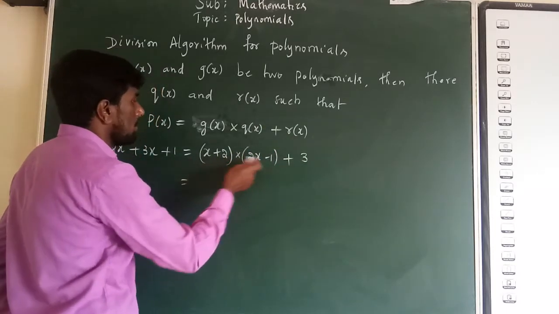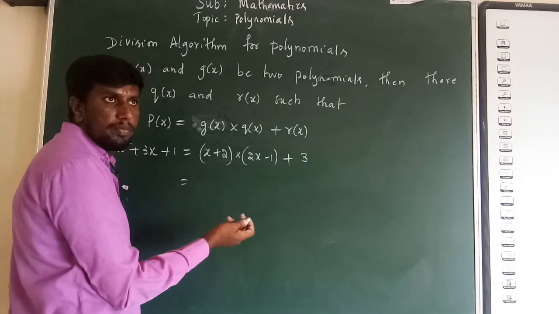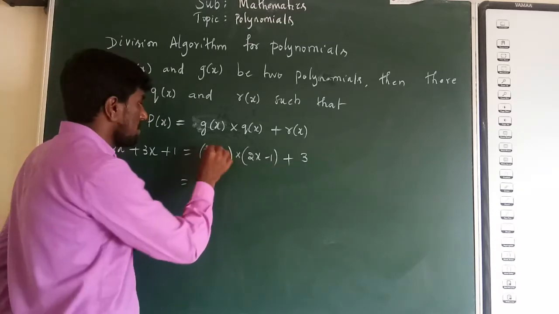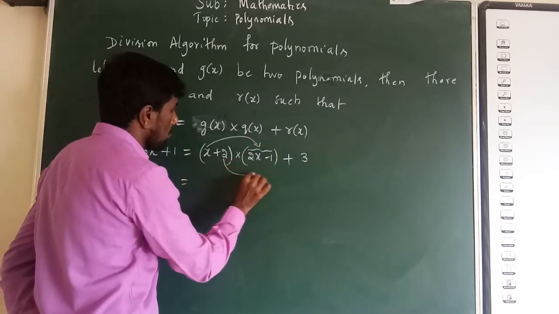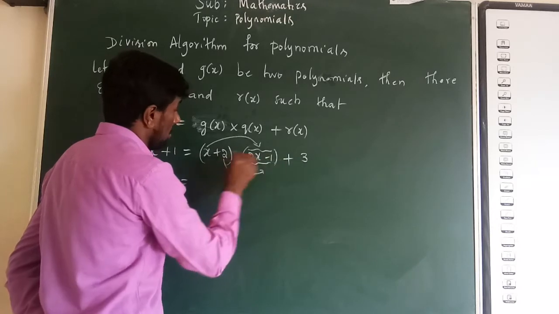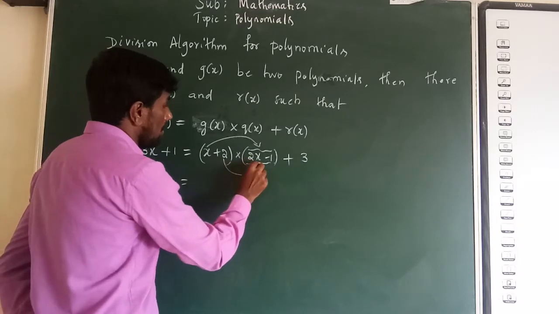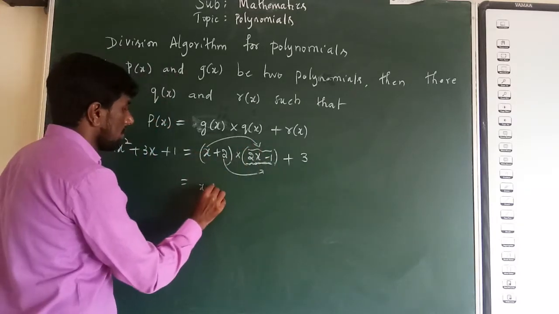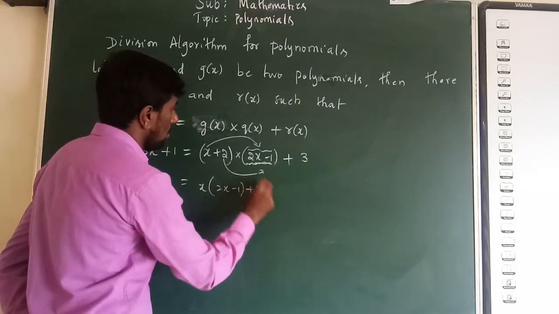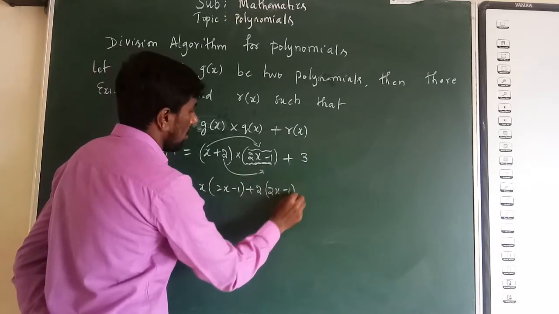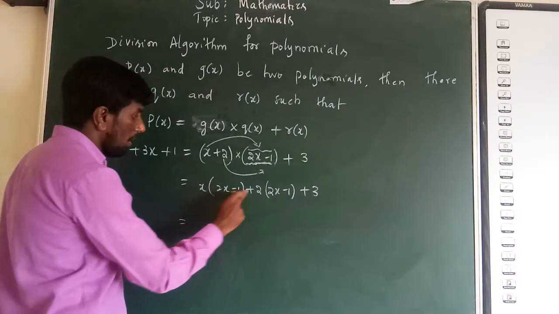Correct? So how to multiply these two polynomials? This is a linear polynomial and this is also a linear polynomial. So we'll do binomial by binomial multiplication. From the first term, multiply these two. Again from the second term of the first binomial, I need to multiply the whole term. Okay. Now x into 2x minus 1, plus 2 into the whole term 2x minus 1. Correct? Then plus 3 as it is. Okay. Then monomial by binomial.